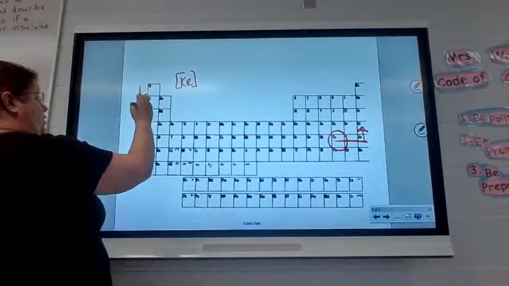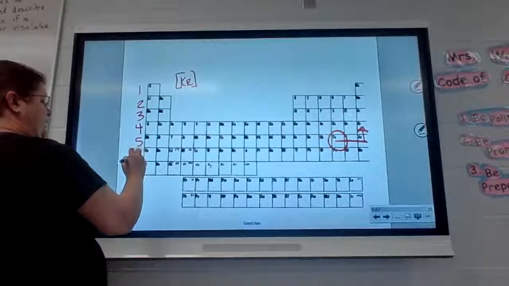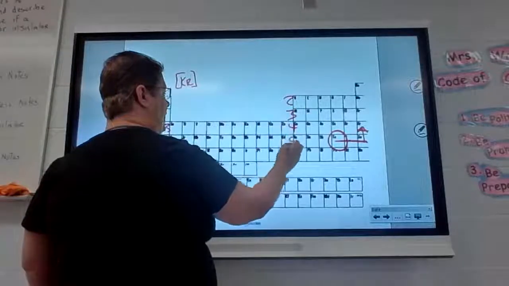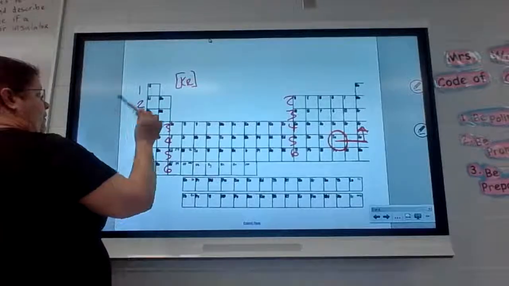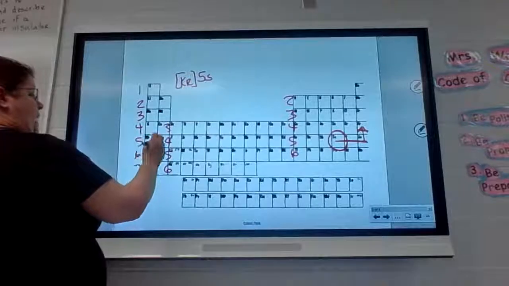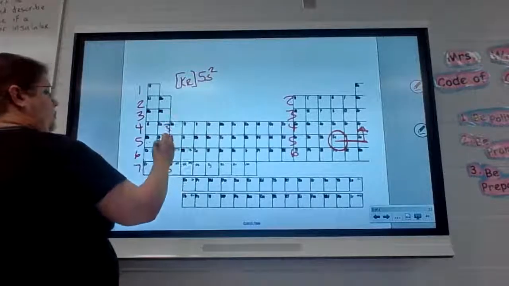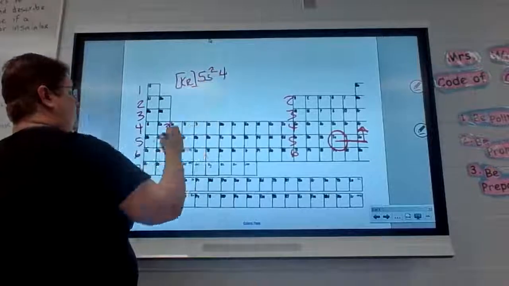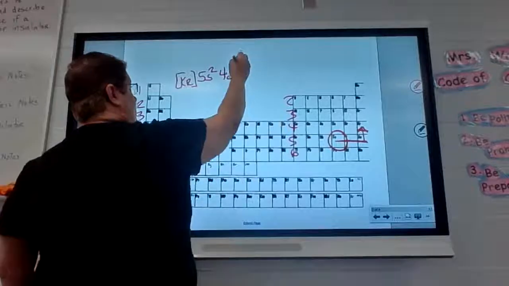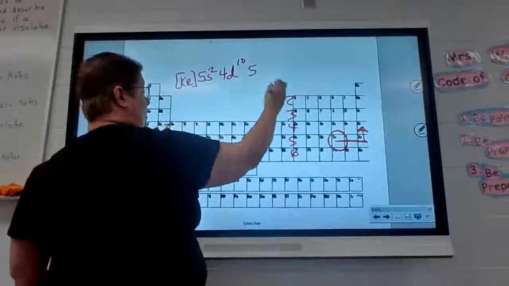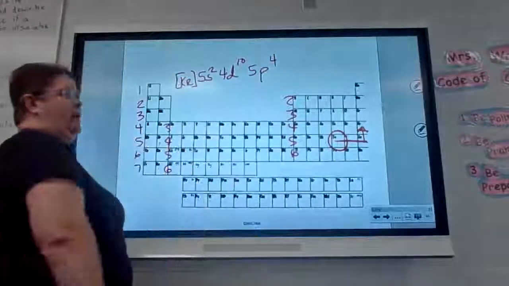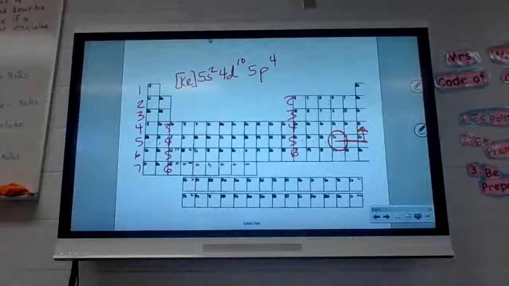What number is here? 1, 2, 3, 4, 5, 6, 7, 3, 4, 5, 6, 2, 3, 4, 5, 6. All right, so what number is here? 5. What block is this? How many elements do we have? 5s2. 4. What block is this? D. How many do I have? 10. And then 5. What block? P. 1, 2, 3, 4. That's shorthand. That was so cool. And that's a whole lot less writing.